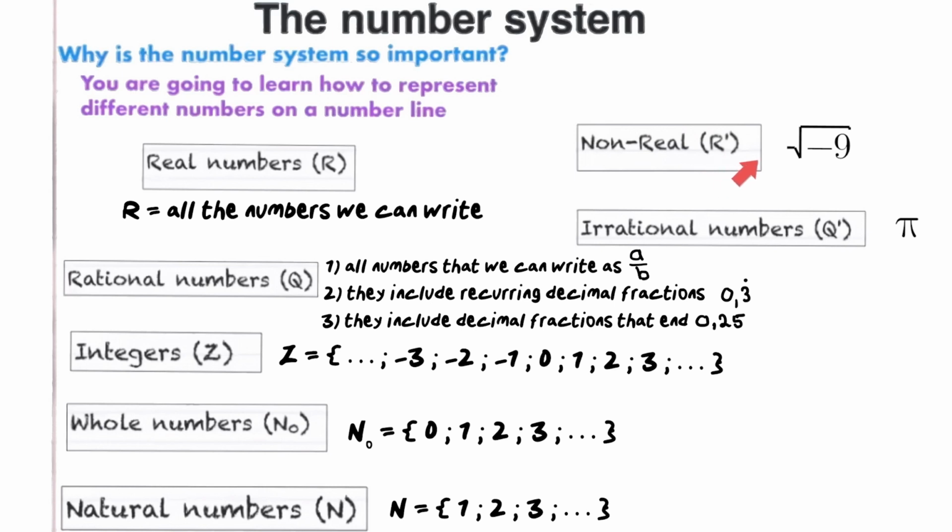So even numbers are things like 2, 4, 6, 8, 10. So when we try and get an even root of a negative number, we call it non-real. Let's go and look at some examples.